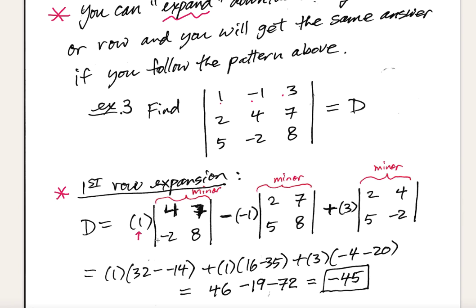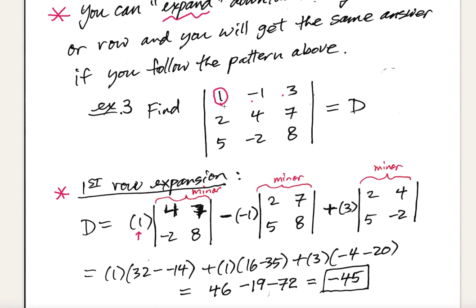This is a determinant also. See those vertical bars? I've got 4, 7, -2, 8. Where did that come from? Okay, well, I'm going across the first row. I'm expanding across the first row. This 1 is in what? The first row and the first column, right?